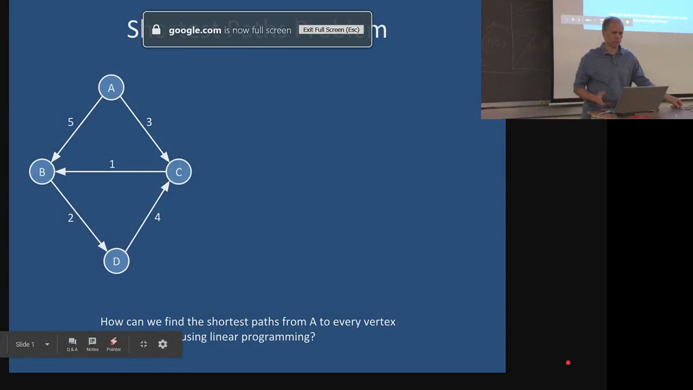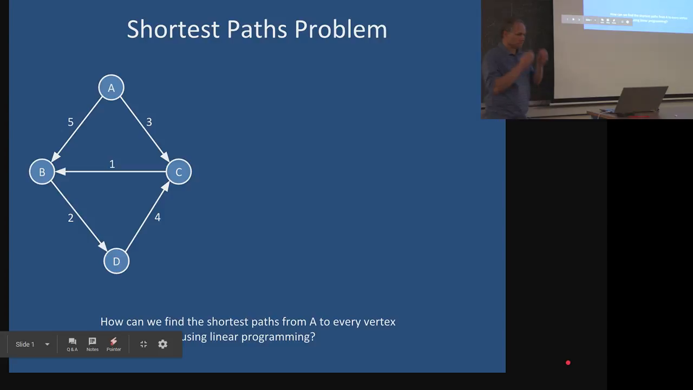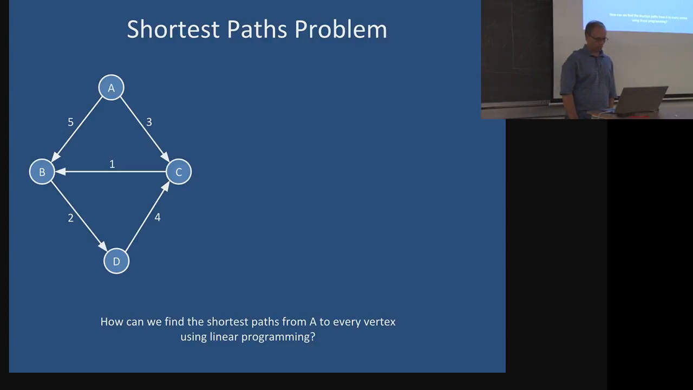that we know we can solve with, say, Dijkstra's algorithm. But we're going to try to write a linear program for this. All right? So think about it for a minute. How can we come up with variables and objective function and constraints in order to solve this? It's a little tricky.